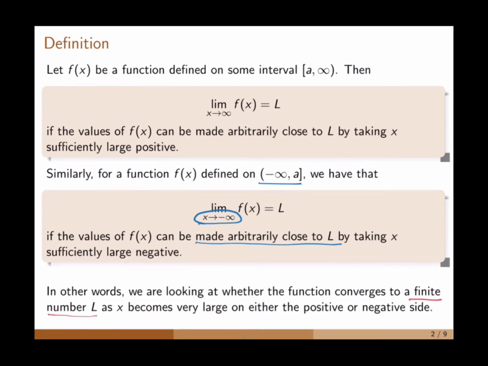In other words, we are looking whether the function converges to a finite number L as x becomes very large positive or very large negative. And these numbers do not have to be the same. So it would be maybe better if you write this L1 here and L2 here to firstly indicate that these limits do not have to be the same, and secondly, they do not even have to exist.